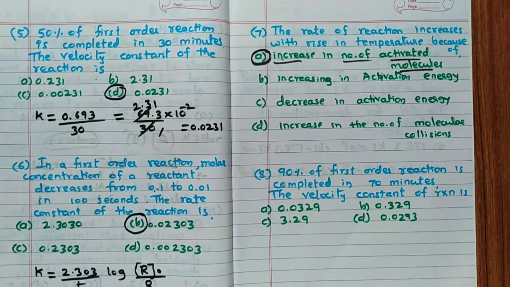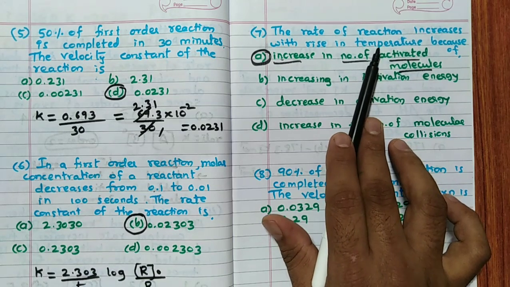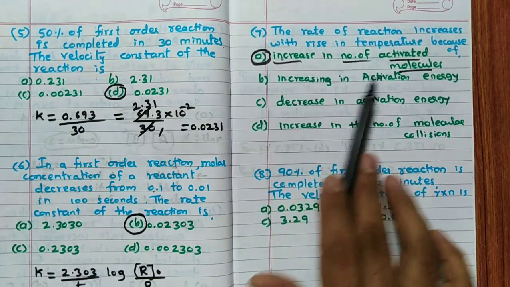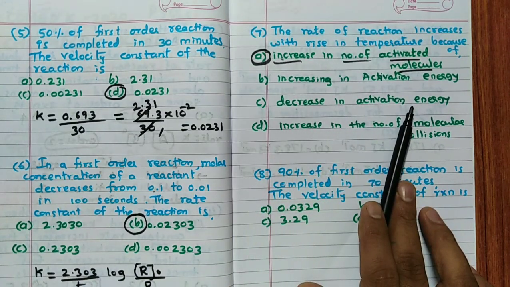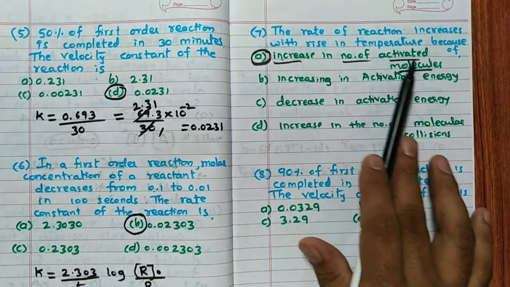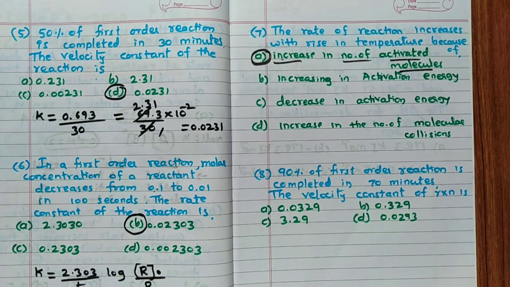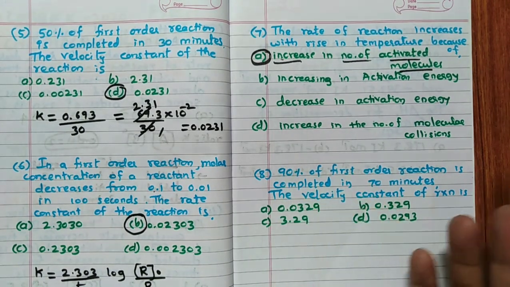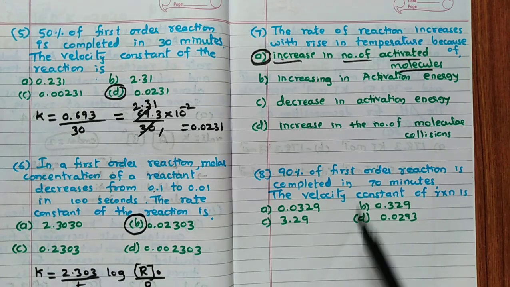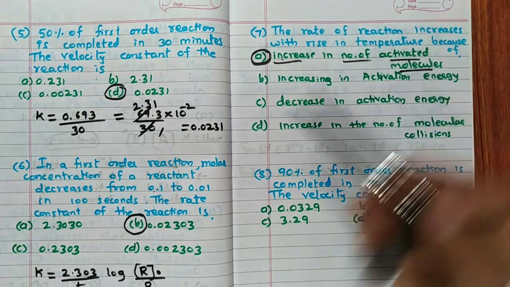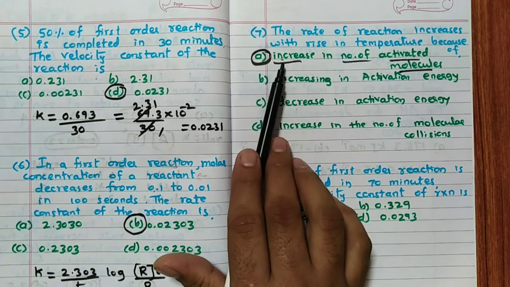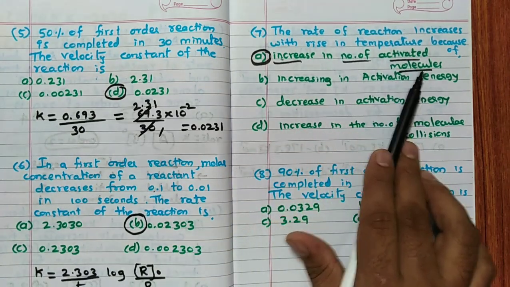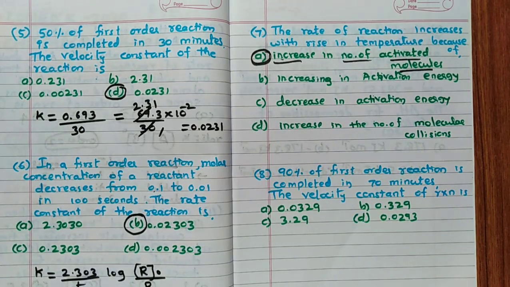Always remember, in the case of temperature, when it increases, it will not directly increase or decrease the activation energy. Whenever the number of activated molecules increases, the collisions increase. So proper orientation collisions increase, and the rate of reaction increases. So remember, when they ask about the relationship between temperature and rate of reaction, the answer should be an increase in the number of activated molecules. The answer is A.